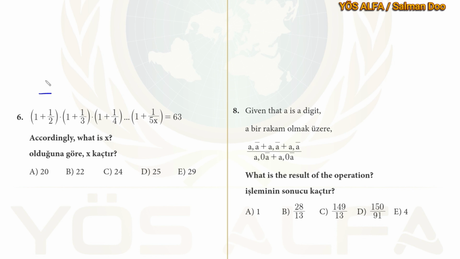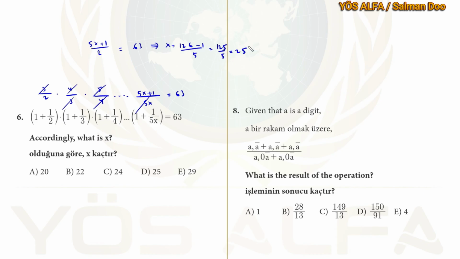1 plus 1 over 2 is 3 over 2, times 4 over 3, times 5 over 4, and as the last term we have 5x plus 1 over 5x. The product of all these is equal to 63, and on simplification we have 5x plus 1 over 2 is equal to 63. From here we have x is equal to 63 times 2, which is 126, minus 1, over 5. So the answer is 25.